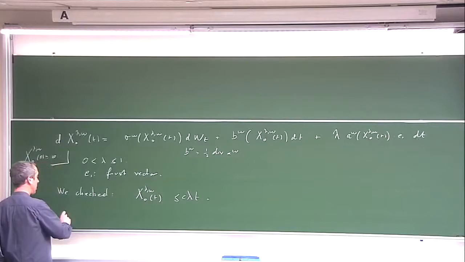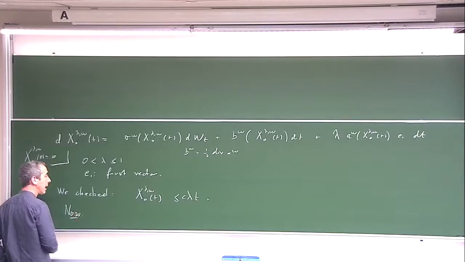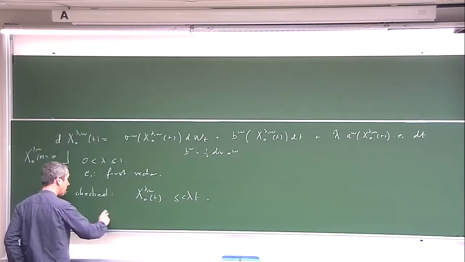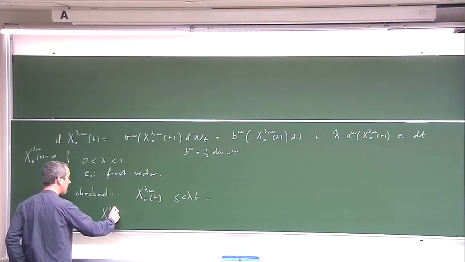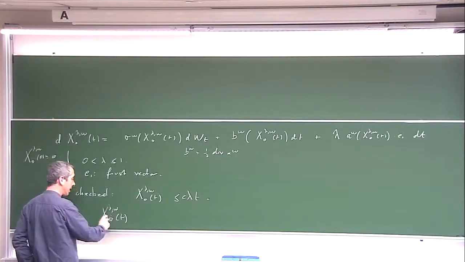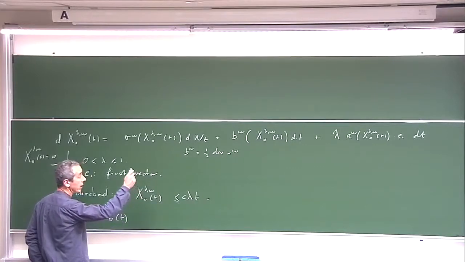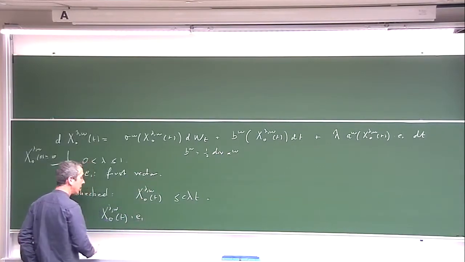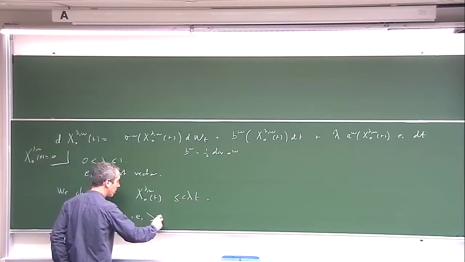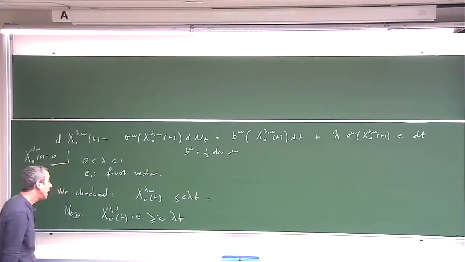And now our next task is to get a lower bound. So we want similar, we want to prove that indeed we have the opposite bound, which means that at time t the process does move in the direction e1. Take the scalar product with e1. So we want to prove that this is larger than some constant, a different one, times lambda t.